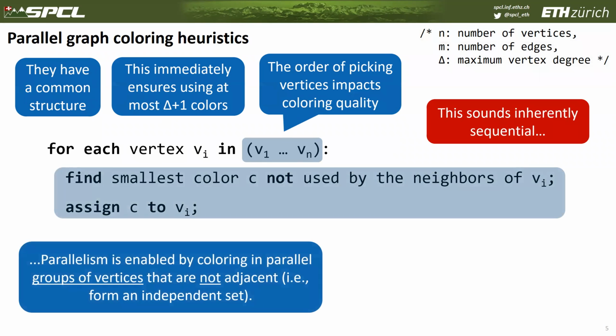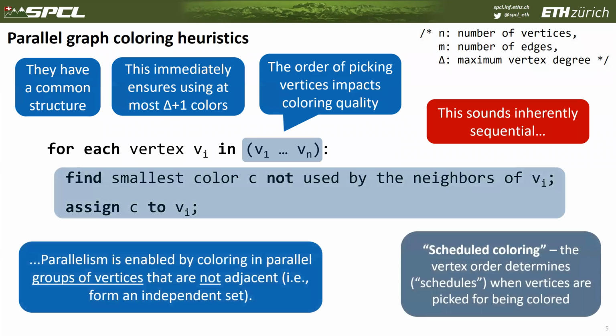The parallelism is enabled in this scheme by grabbing in parallel groups of vertices for coloring which are not adjacent to each other, so they are forming an independent set. We'll refer to this family of schemes as the scheduled coloring heuristics, because really this vertex order is the central piece, and intuitively it schedules the moment when each of these vertices is picked for being colored.